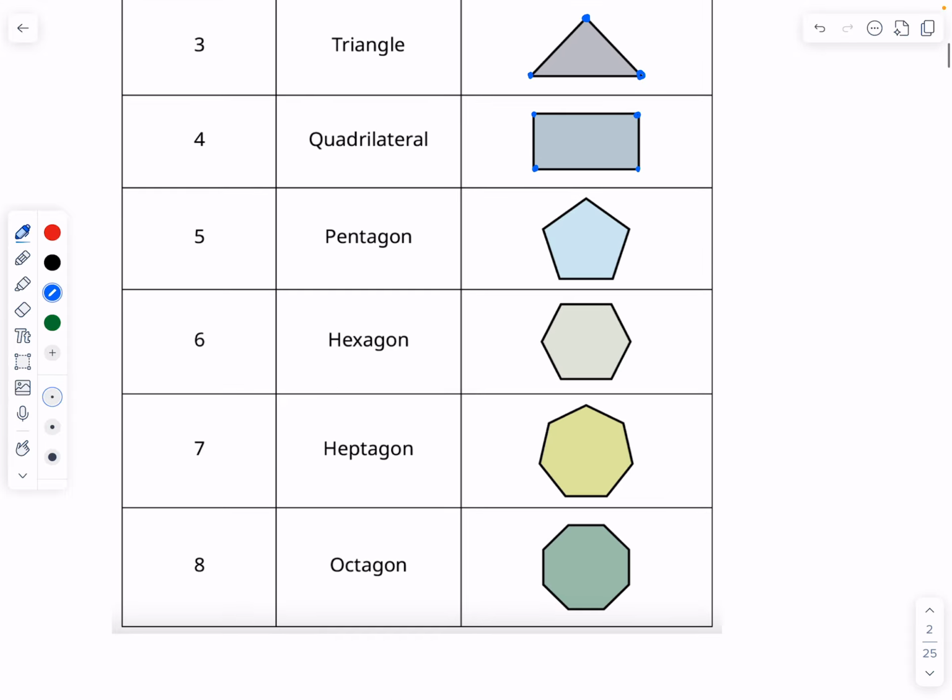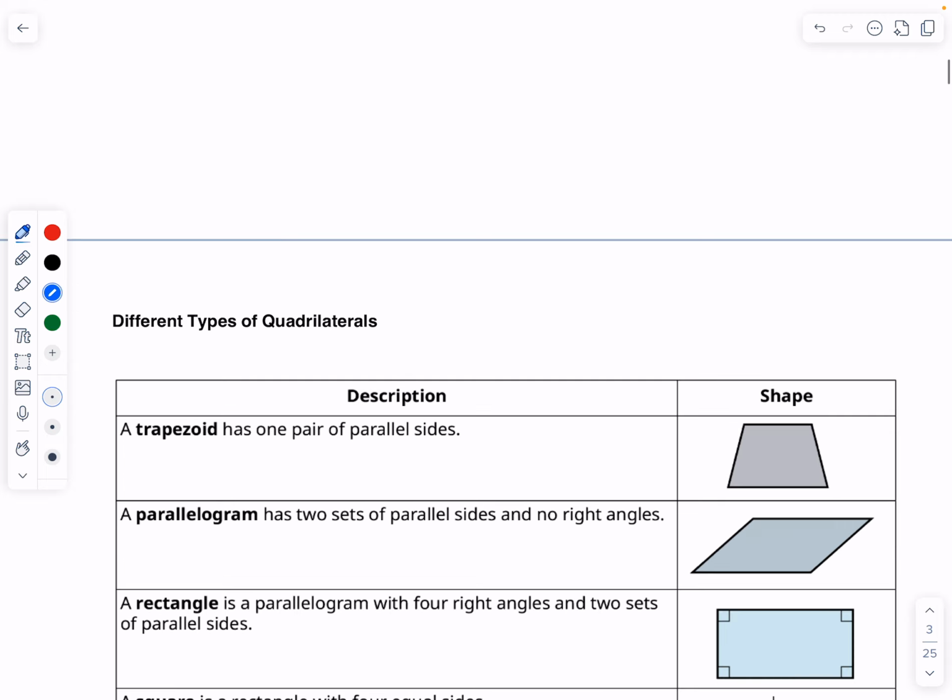If we have a 5-sided figure, we have a pentagon. If we have a 6-sided figure, this is a hexagon. 7-sided is called a heptagon, and finally 8-sided is an octagon. Okay, so that's what they look like.